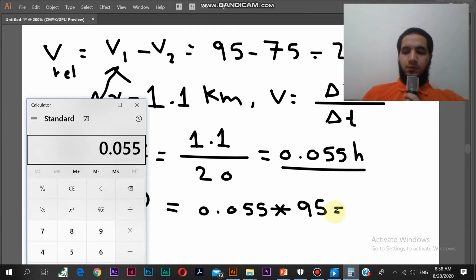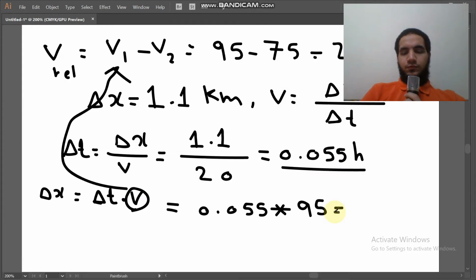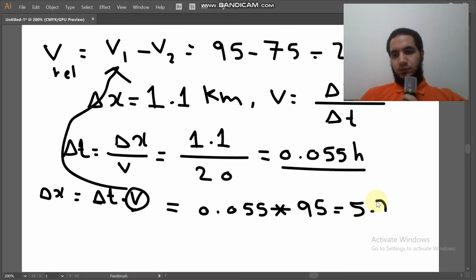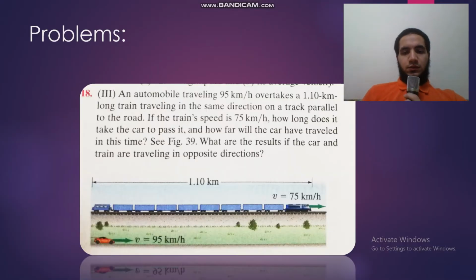0.055 multiplied by 95, 5.2 kilometers, and this is the answer of the question. At this interval of time, 0.055 hours, it will cover 5.2 kilometers of the road.